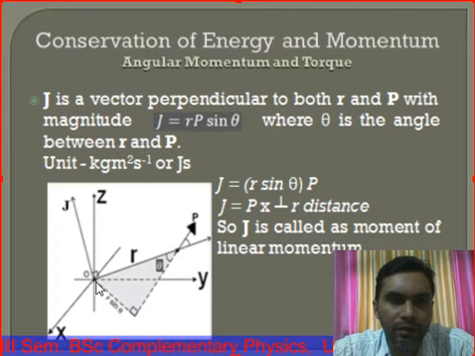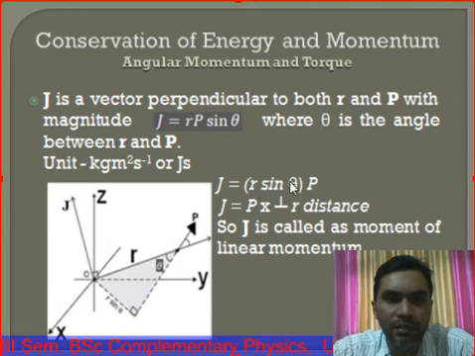Therefore, if we draw a normal from the reference point to the line of action of the linear momentum, we get this line, and that line will be equal to r sine theta, because if this angle is theta, we can see that sine theta is equal to opposite side by hypotenuse. This is the opposite side, so sine theta is equal to opposite side by r, or this opposite side is equal to r sine theta. So in this equation, the r sine theta is the perpendicular distance of this linear momentum from the reference point.